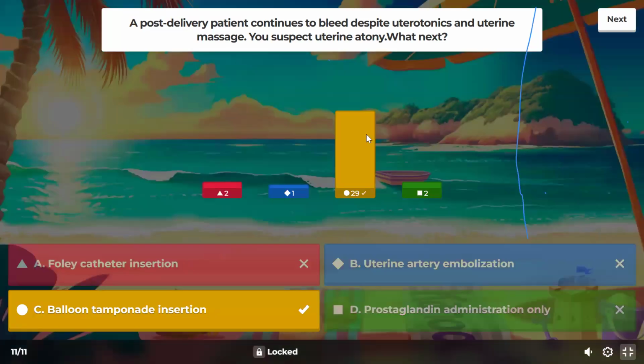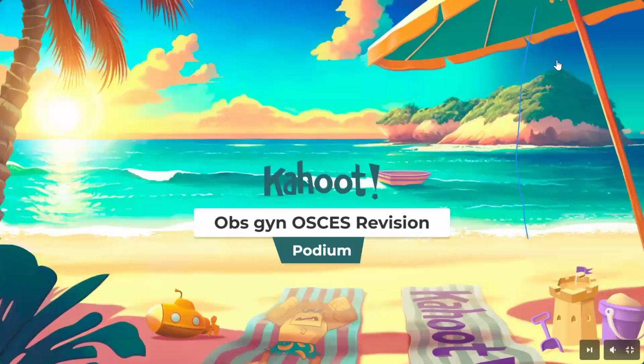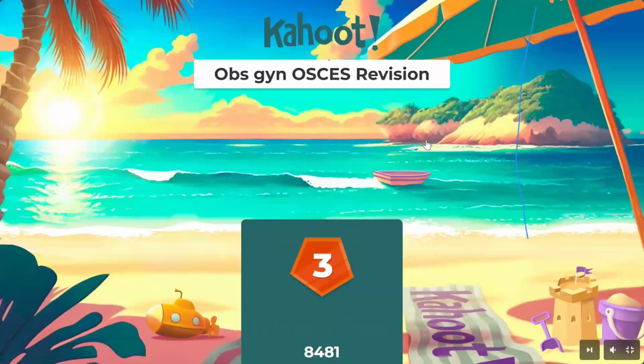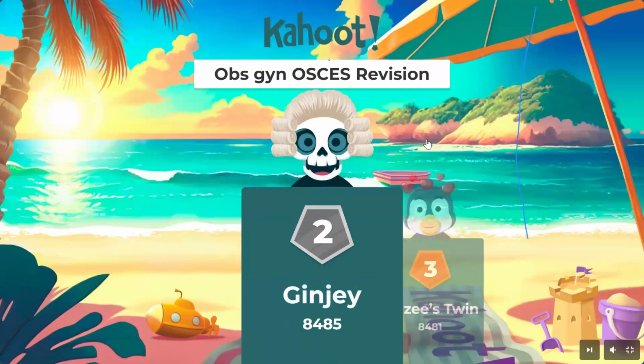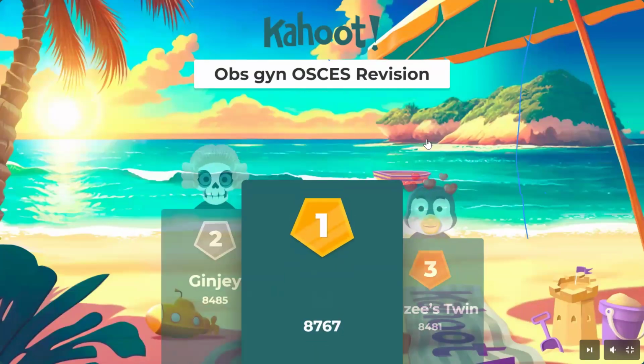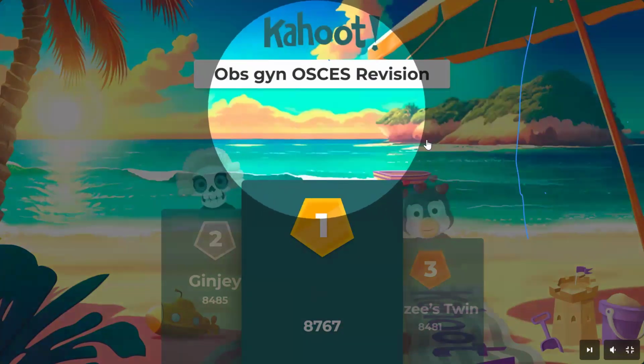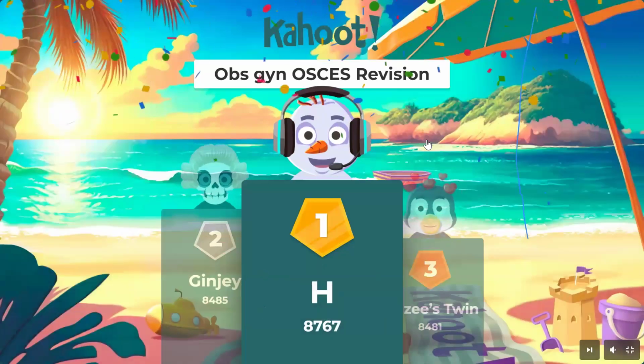Nice. So as we've discussed, the next appropriate step will be to do a balloon tamponade insertion to control the bleeding, rather than uterine embolization, and prostaglandin administration is not appropriate, but rather balloon tamponade insertion. So with that, we can see the final tally of results. And Chase's twin is actually third, Gingy is second, and up top is Drumlords.